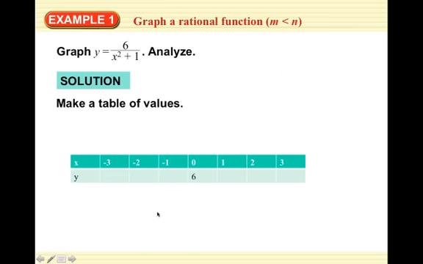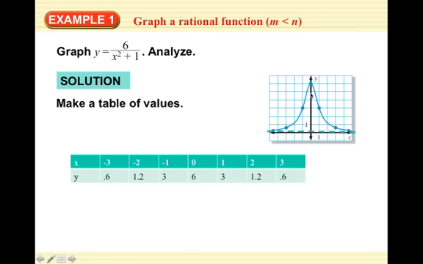Okay, so we know that (0, 6) is one point. We're going to make a table of values so that we can graph better. At this point, you should have the dashed line at y equals 0, and you should have (0, 6) plotted. All right, you want to pick some values to the left and then some values to the right of 0, since that's the one thing we know is (0, 6). So I went ahead and let x equal negative 3, negative 2, negative 1. I plugged those values in, so I got 6 over 9 plus 1, because negative 3 times negative 3 is 9, plus 1 is 10, 6 divided by 10 is 0.6.